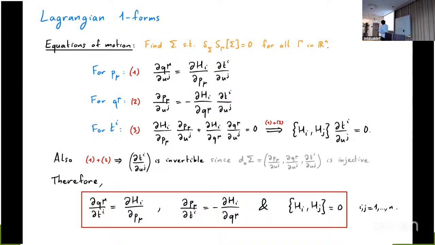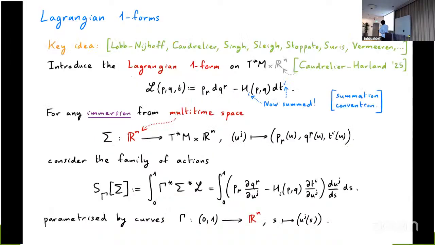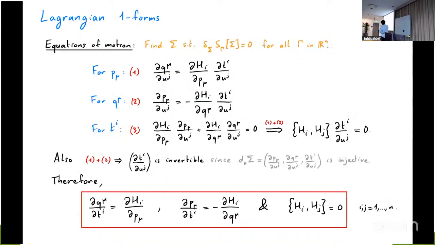So you have to vary this family of actions for all gamma with respect to the dynamical degrees of freedom, which are encoded in this map sigma. Remember, sigma includes not just the p's and the q's, but also t. So if I vary the action with respect to p, q, and t, the first two equations look like the Hamiltonian equations for different times. And then the last one looks interestingly like the involution property of the different Hamiltonians.